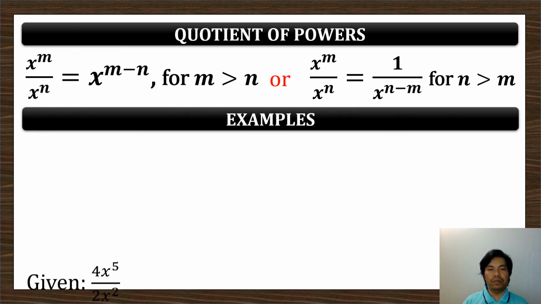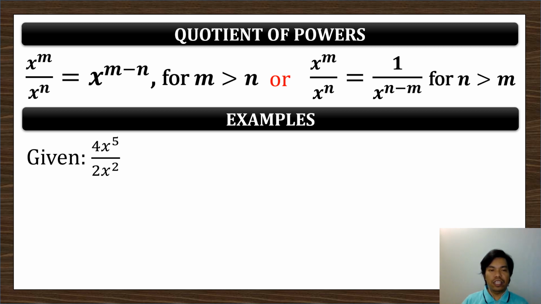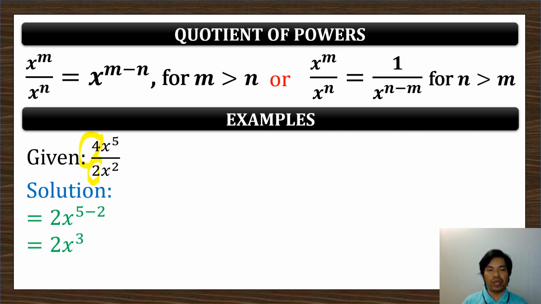So for example, if you have here 4x raised to 5 over 2x squared, so una muna natin gagawin is i-divide muna natin yung 4 and then yung 2. So that will give us an answer which is 2. And then para naman doon sa ating x raised to 5 over x squared, since the same yung ating base, so kukunin lang natin yung common base natin na x and then isa-subtract natin yung ating exponents which is yung 5 and 2. So this will give us 2x cubed.